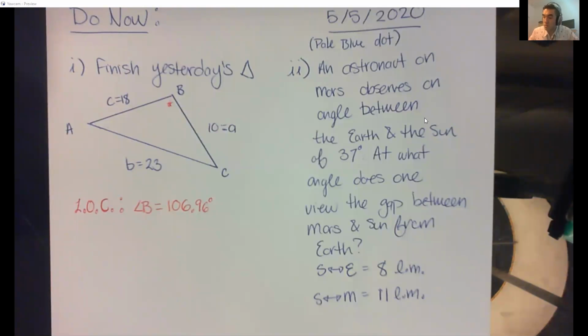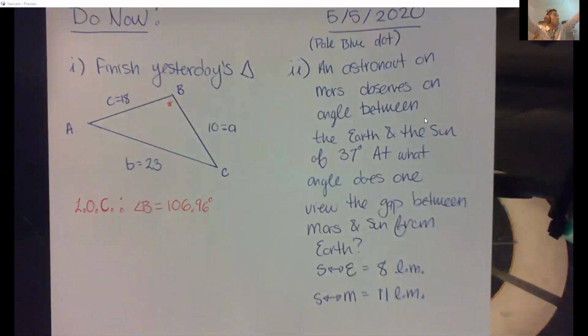An astronaut on Mars observes an angle between the Earth and the Sun of 37 degrees. That is to say that if you were to go outside and look at the Earth and look at the Sun and point a finger at each one, then the angle made between your arms is 37 degrees. At what angle would somebody on Earth, right? So now if you're on Earth and you look up at the sky and you look at the Sun and you look at Mars, what angle do they view both of these celestial objects at? This information is calculable, which I think is really interesting.